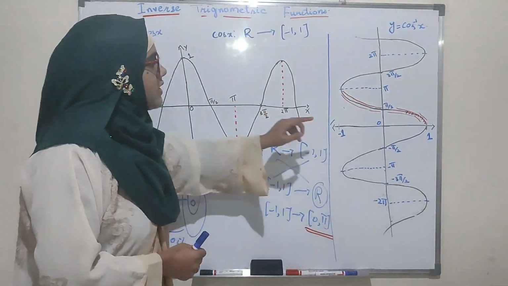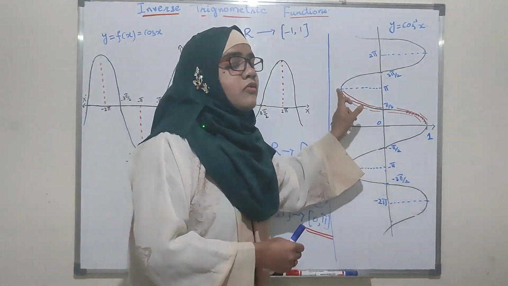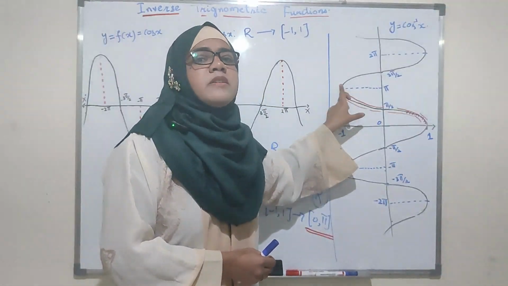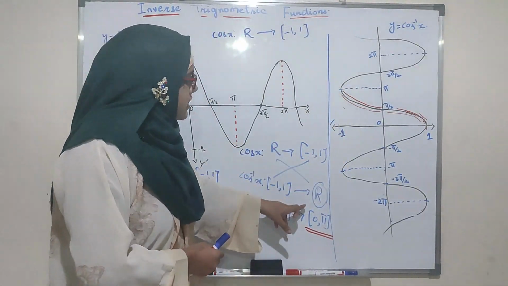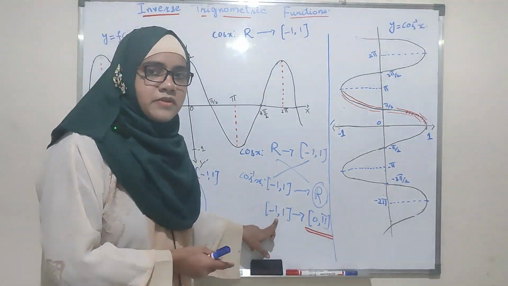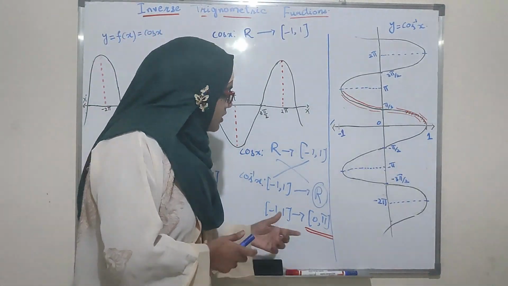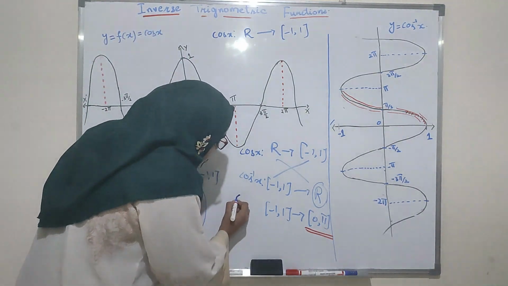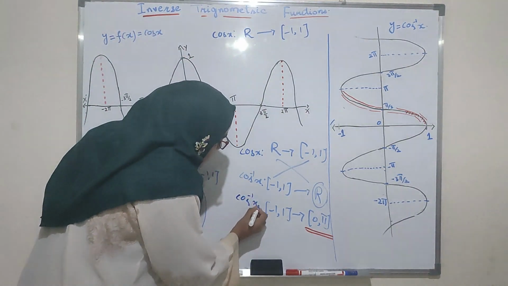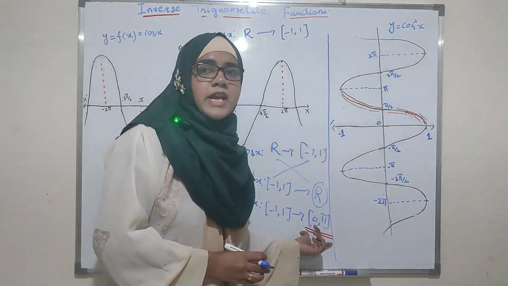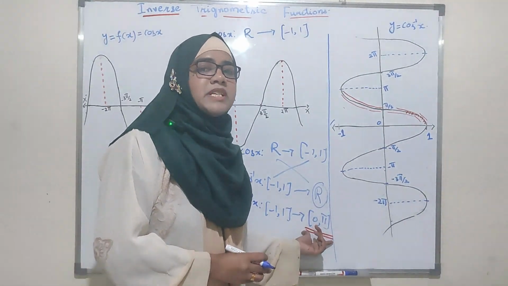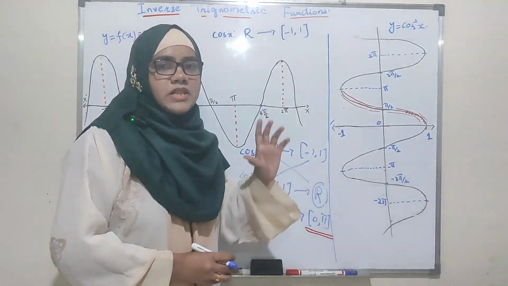We select the interval 0 to pi. For this interval the function will become 1-1, and the range is also restricted to the closed interval minus 1 to 1. For this the function becomes 1-1. And 0 to pi is the principal value branch, or the principal value of cos inverse of x.